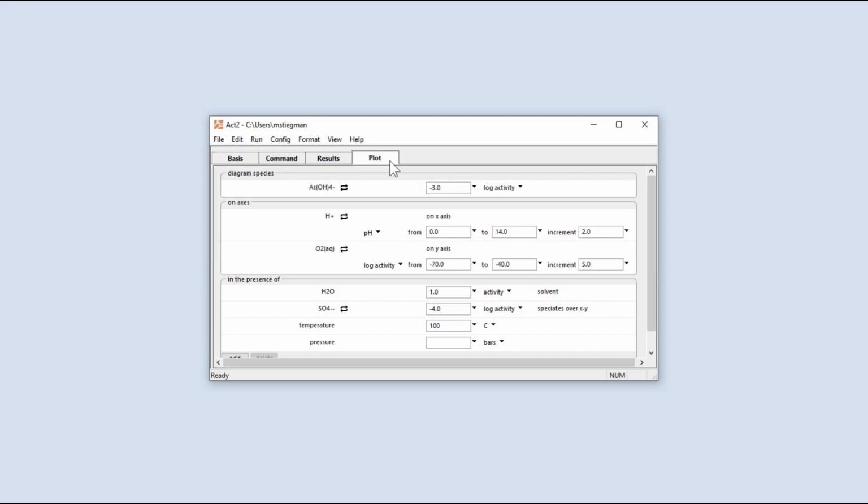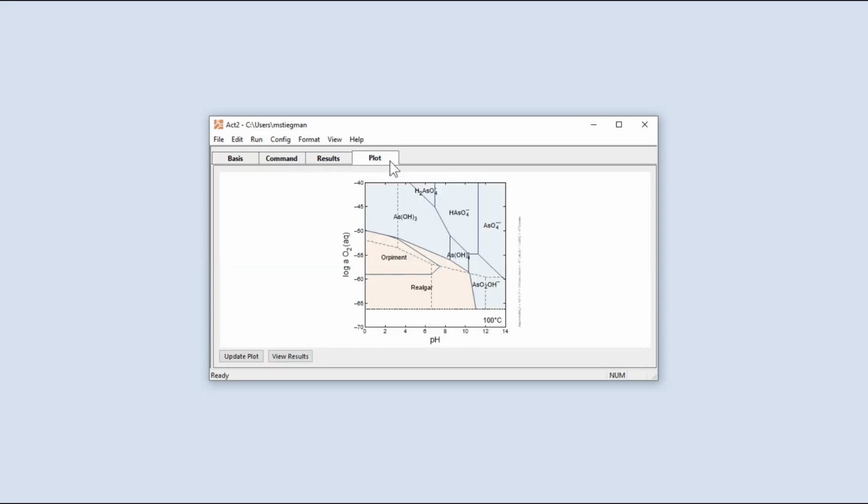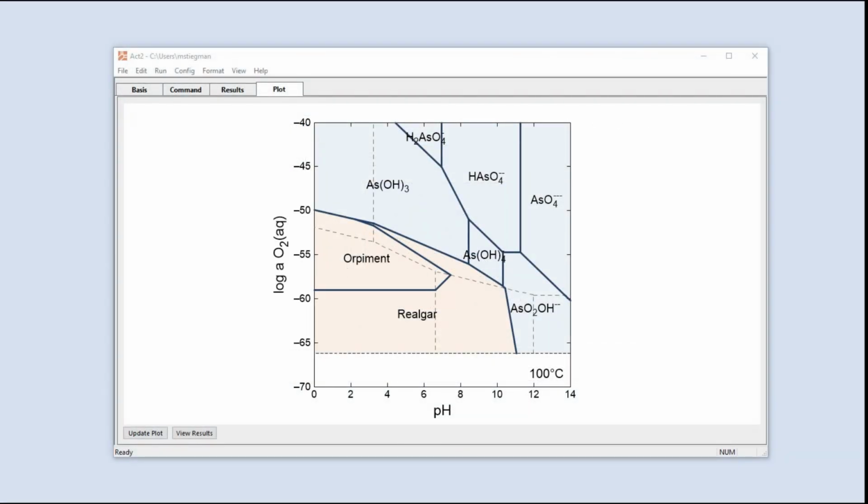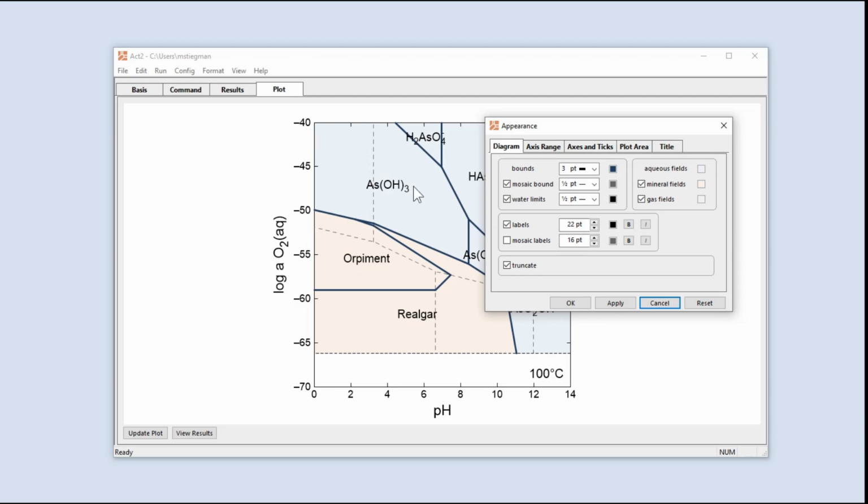Move to the plot pane to reveal the mosaic diagram for the arsenic-sulfur system. Dashed lines show the mosaic boundaries, which represent sulfur speciation. You can turn on their labels by going to Format, Appearance, and checking the Mosaic Labels box.